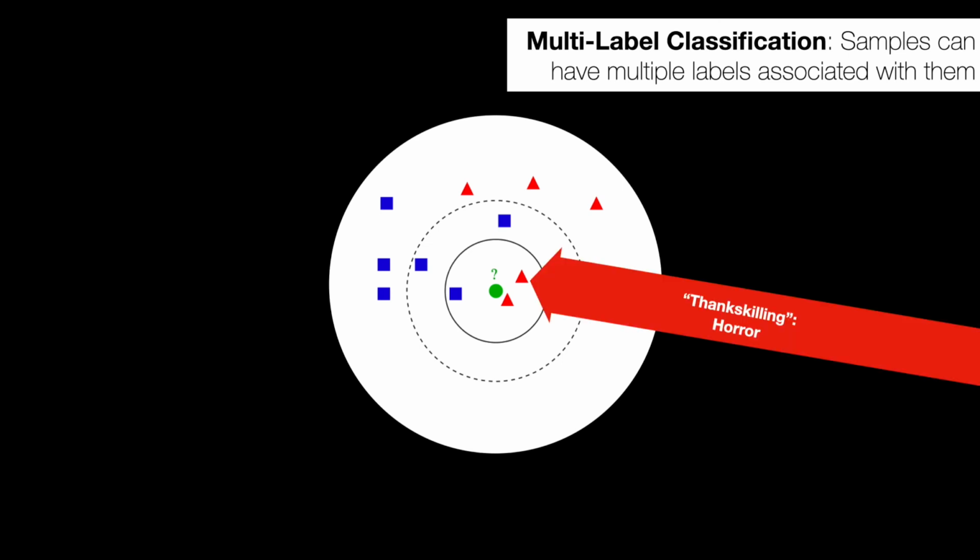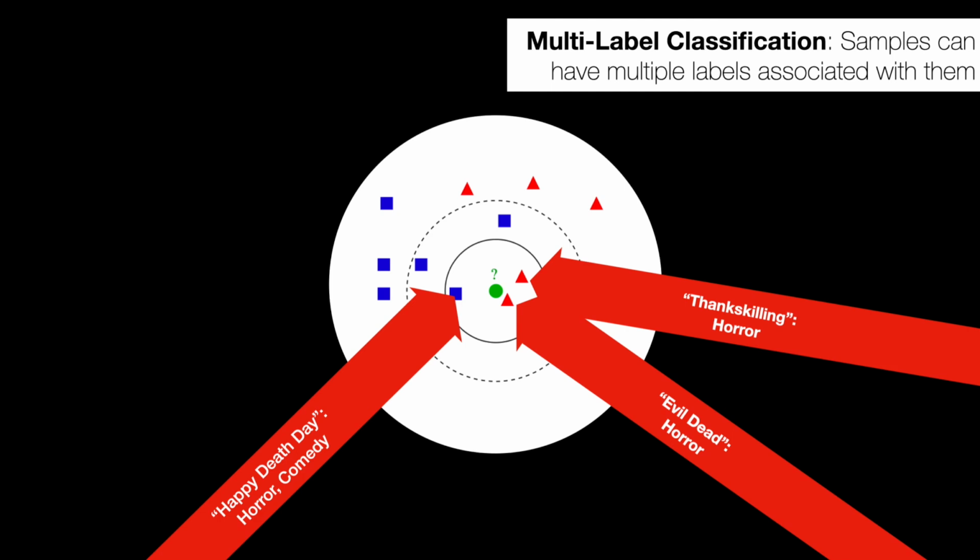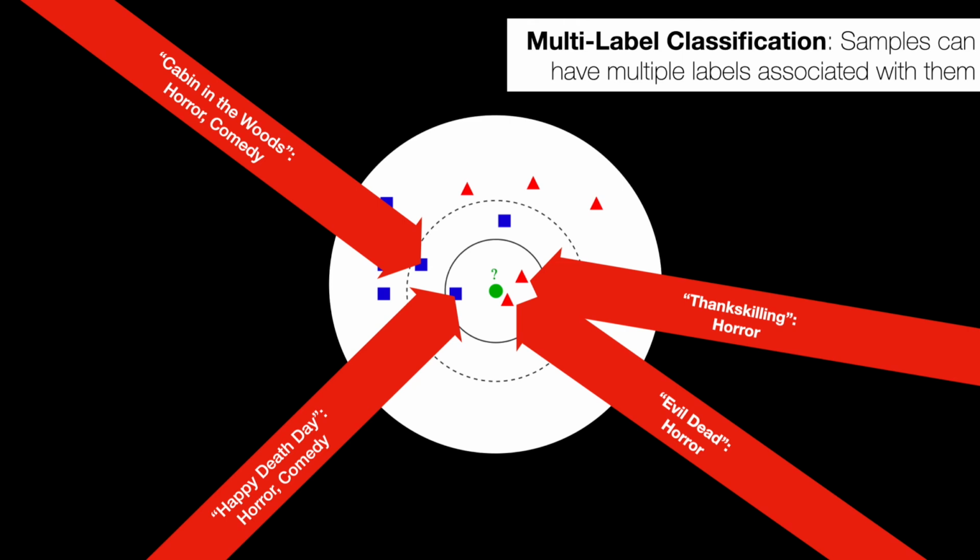Now you can apply KNN kinds of things for this as well. So here, say we're trying to predict movie genre for our green dot. We see it's close to this Thanksgiving movie, it's a horror movie, and close to Evil Dead. But it's also close to Happy Death Day, which is a horror comedy crossover movie, and the movie Cabin in the Woods, again, a horror comedy crossover. So rather than just taking the majority label across our, say, 5 neighbors here, we can take the top 3 labels, or the top 2 most common labels, to get a way to do multi-label classification. And we would say this green movie is maybe both a horror and a comedy movie.